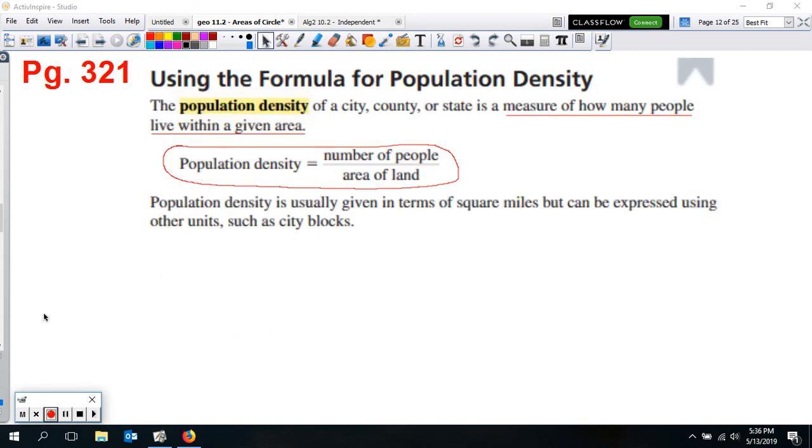Okay, so if you go back to 321 on the vocabulary, there's one here called population density. So I want you to write this down, that the population density is basically the measure of how many people live within a given area. So write that down for the definition, and also write this down as well, that population density does equal the number of people divided by the area of land. So we're going to need to figure out what the area is of the land and how many people we're going to be dividing that by. So as we go into the next problem, that's what we're going to be using. Population density is the number of people over the area of land.